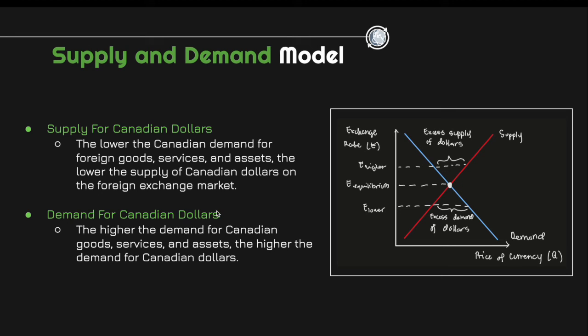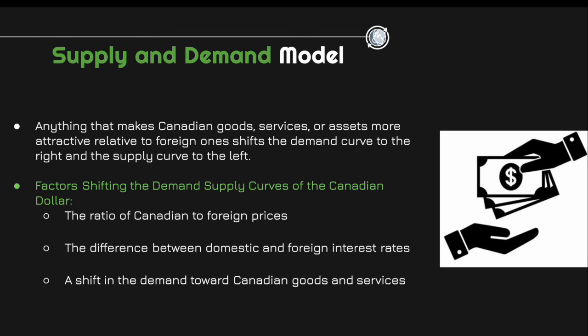Now, the demand for Canadian dollars: the higher the demand for Canadian goods, services, and assets, the higher the demand for Canadian dollars, which makes sense since you need Canadian dollars to buy Canadian goods, services, and assets, which can be seen here. If the exchange rate is lower than the equilibrium, there is an excess demand of Canadian dollars. So this is just a simple rule. Anything that makes Canadian goods, services, or assets more attractive relative to foreign ones shifts the demand curve to the right and the supply curve to the left.